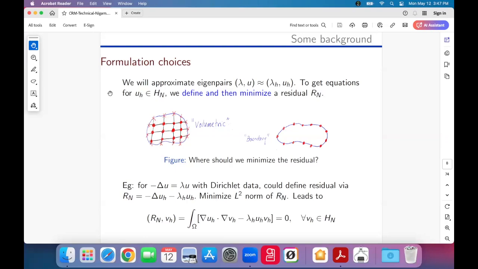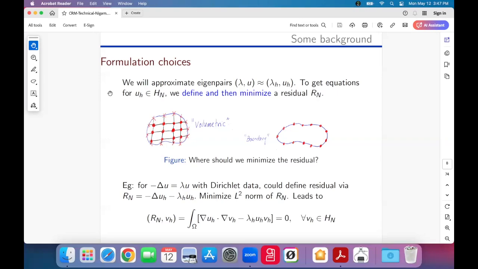Or I could restrict my attention and my computational resources entirely to the boundary or to points very close to the boundary. Okay. So for example, if I would try to find the Dirichlet eigenvalues of the Laplacian, I would define something I call a residual, which is the mismatch between my approximate function times some guessed eigenvalue and the Laplacian applied to that guess. This is the residual, Rn.